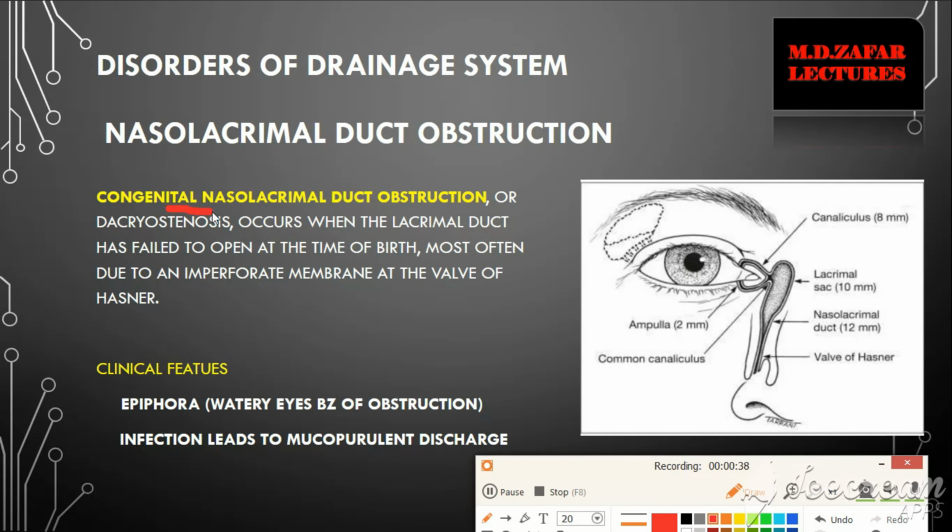Now, congenital nasolacrimal duct obstruction or dacrostenosis occurs when the lacrimal duct has failed to open at the time of birth, and it occurs most commonly because of the imperforate membrane at the valve of Hasner. Now, if this portion is imperforate, the nasolacrimal duct will be obstructed, and it will lead to epiphora, as already explained, excessive outflow of water because of this obstruction. In this portion there will be overgrowth of the bacteria leading to infection, which will produce mucopurulent discharge. These 2 points are the most important characteristic features of congenital and acquired nasolacrimal duct obstruction.